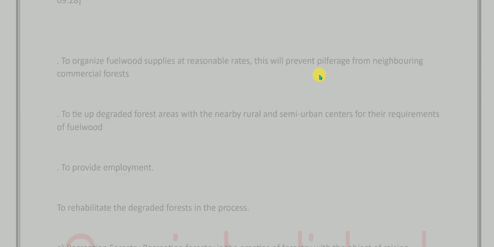To organize fuelwood supplies at reasonable rates. This will prevent pilferage from neighboring commercial forests. To tie up degraded forest areas with the nearby rural and semi-urban centers for their requirements of fuelwood. To provide employment. To rehabilitate the degraded forests in the process.